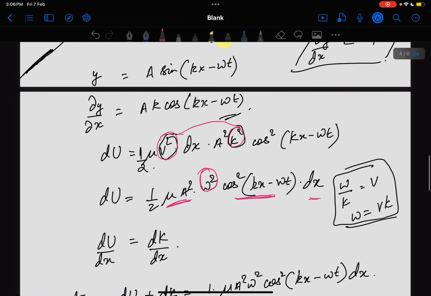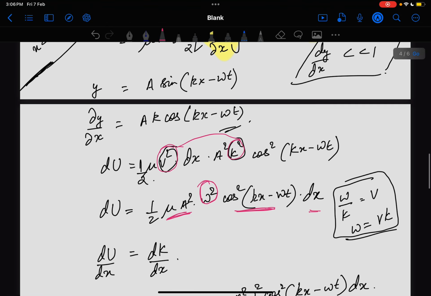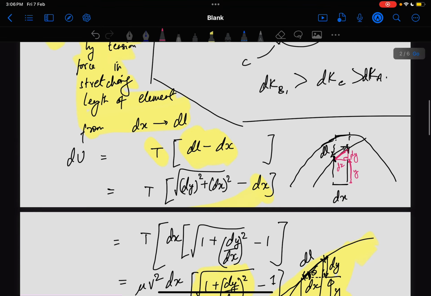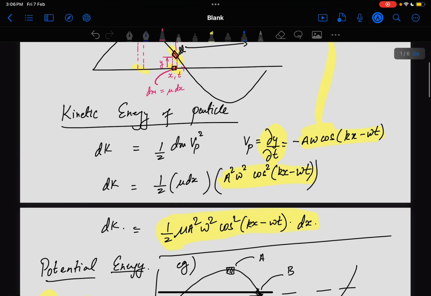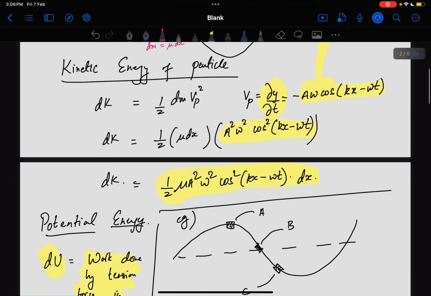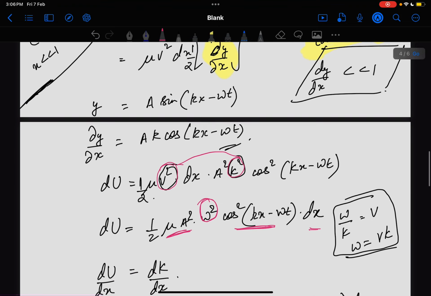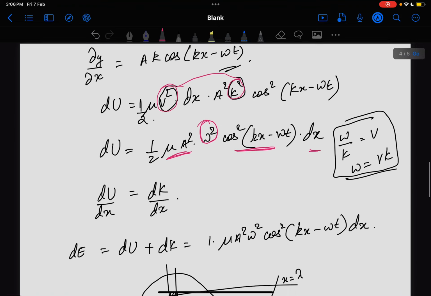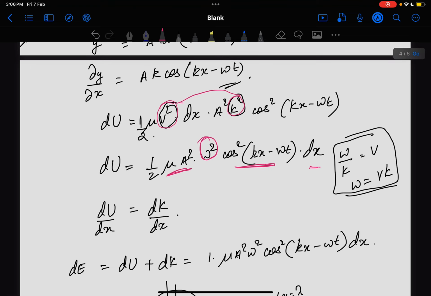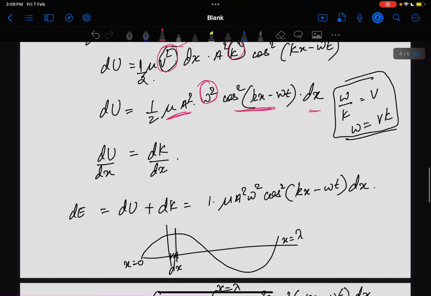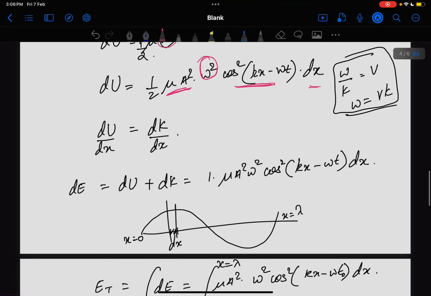So therefore if you just compare this du term, which has half mu a square omega square cos square dx, with the dk term that we got earlier, half mu a square omega square cos square into dx, they are both the same. So the kinetic energy and the potential energy are the same for an element, for a traveling string wave element. Potential energy per unit length and kinetic energy per unit length are the same.